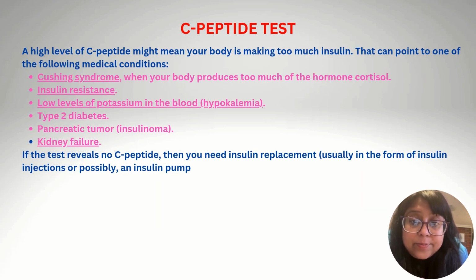A high level of C-peptide means that your body is making too much insulin. That can point to one of the following medical conditions: Cushing syndrome, when your body produces too much of the hormone cortisol; insulin resistance; low level of potassium in blood, like hypokalemia; type 2 diabetes; and pancreatic tumor, like insulinoma, or kidney failure. If the test reveals no C-peptide, then you need insulin replacement, usually in the form of insulin injections or possibly an insulin pump.